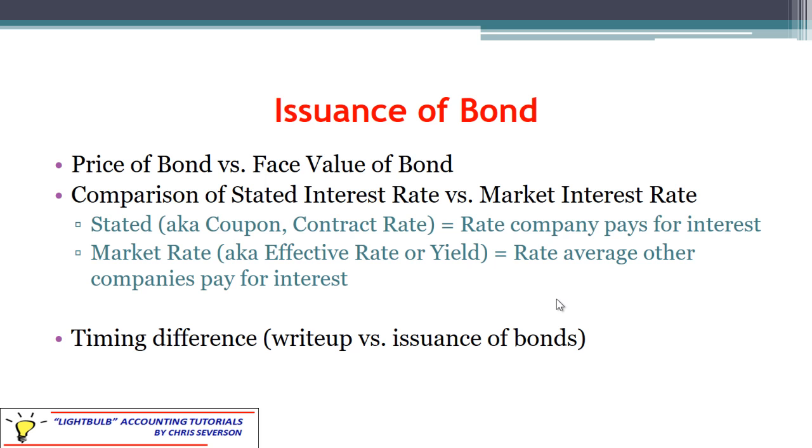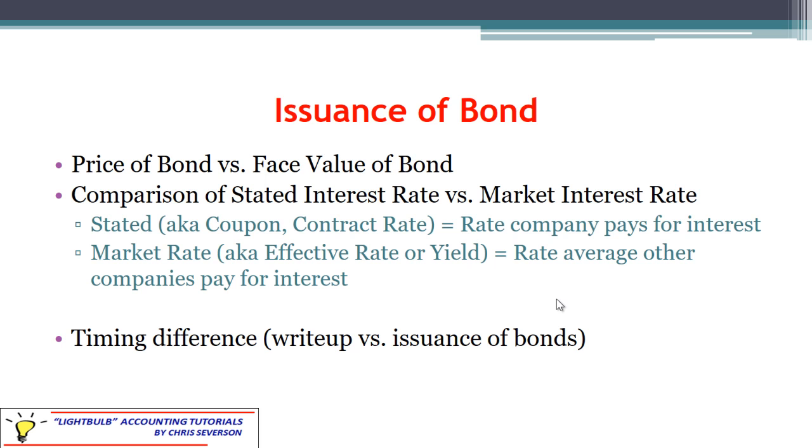The stated rate has a few other names: coupon rate, contract rate. It basically reflects the rate of interest the company is paying. The market rate, sometimes referred to as the effective rate or the yield, is an average rate that other companies are paying for interest. Now, you may question, why is there a difference?